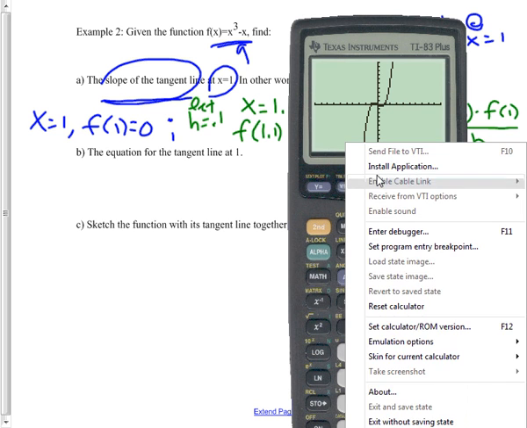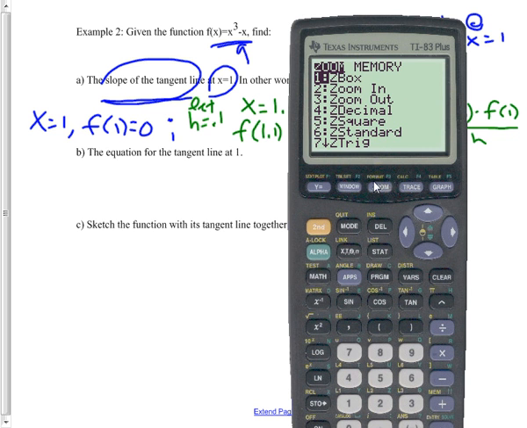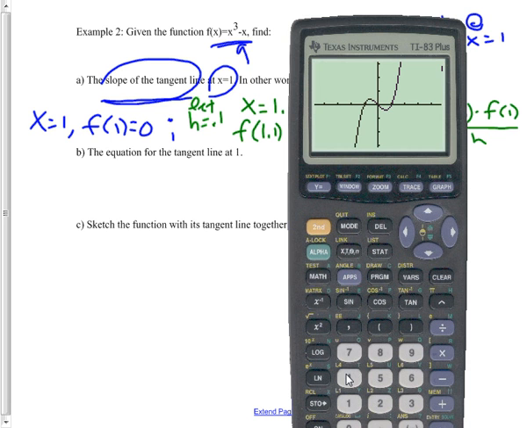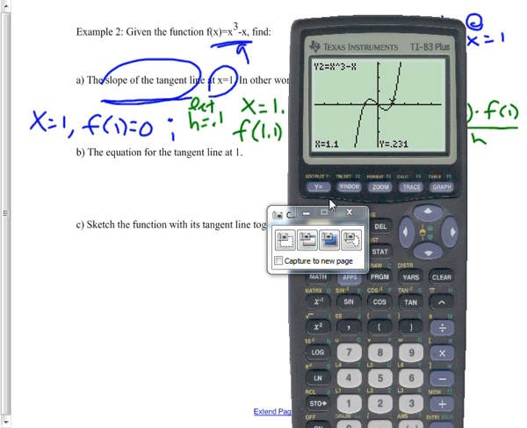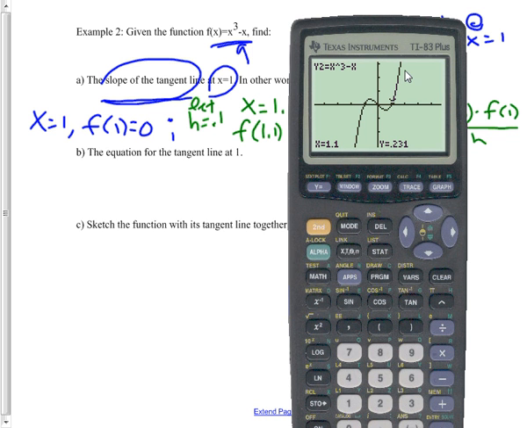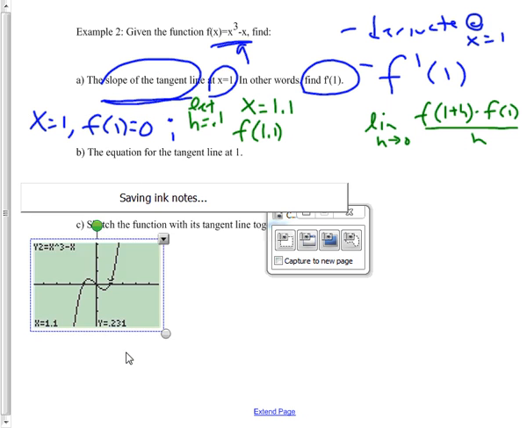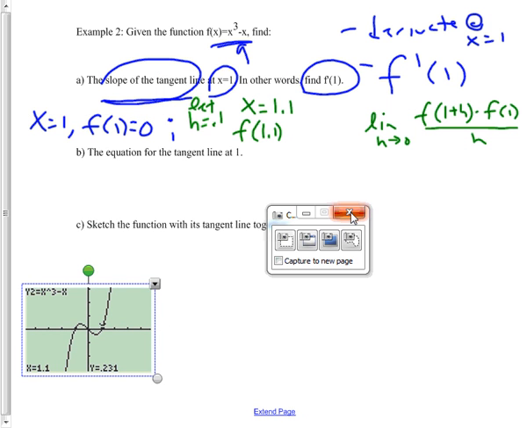And let's press zoom 4 so that we can zoom in a little bit on it. And so what's very clear right away, when x equals 1, y equals 0. And now we want to find when x equals 1.1, what does y equal? Well, it equals 0.231. So let us take a picture of this, save it here.